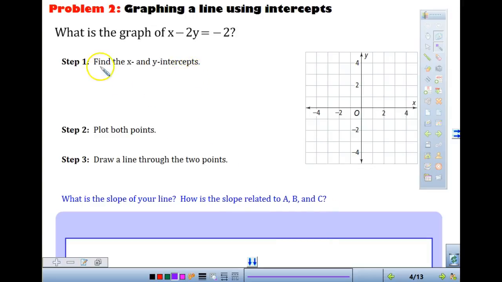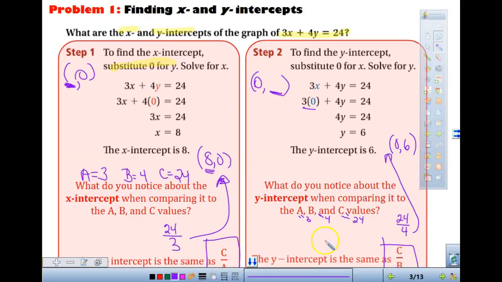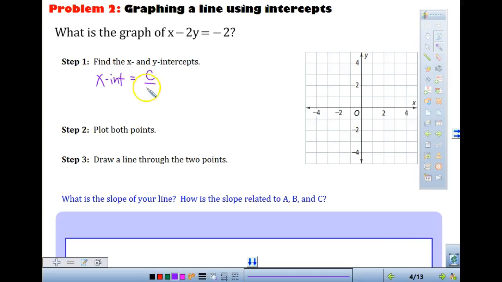So for the x-intercept, from that last page, we said it's always going to be what? Look back on your notes: C divided by what for the x-intercept? C divided by A. So C divided by A for the x-intercept, and if we are looking at our y-intercept, it is going to be C divided by B.